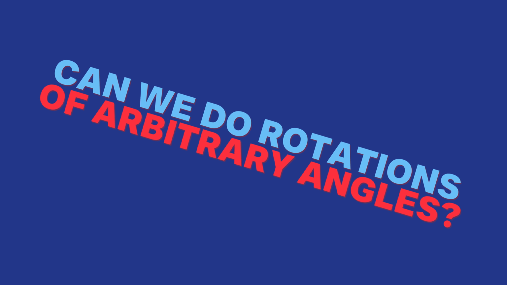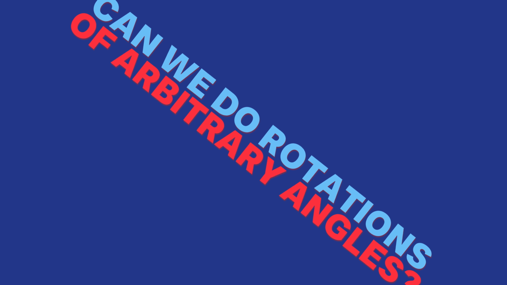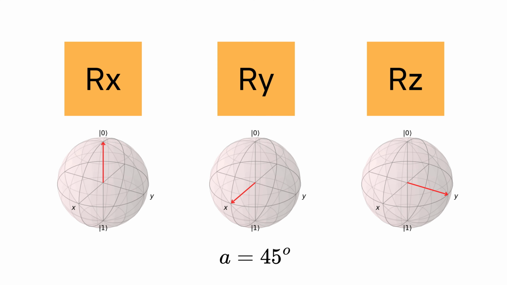But what if we would like to do rotations of arbitrary angles? In that case, we would use the Rx, Ry, and Rz gates to rotate along their corresponding axes by the desired angle. In this example, we are consecutively applying rotations of 45 degrees.